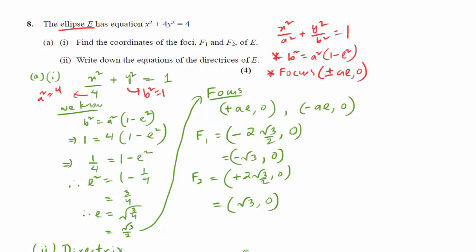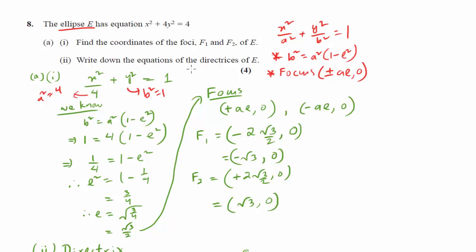If we take the square root, it is the square root of 3 by 4, and simplifying that turns out to be root 3 by 2. Now by that formula we get F1, the first focus, which is negative. So a is 2 and the eccentricity is root 3 by 2, so it turns out to be minus root 3, and similarly the other one would be plus root 3. It's on the x-axis, so the coordinates are (x, 0).